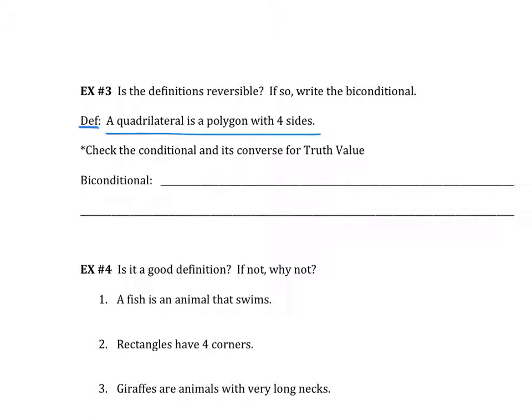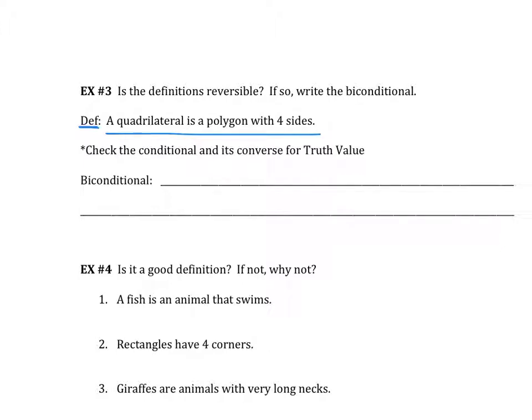So we would say if a polygon is a quadrilateral, then it has 4 sides, right? So you just have to stop and think about what it's saying and make sure that how you're writing it makes sense. So if a polygon is a quadrilateral, then it has 4 sides. Is that true? It's true, right? If a polygon is a quadrilateral, then it has 4 sides. Okay, the converse of that would be what?